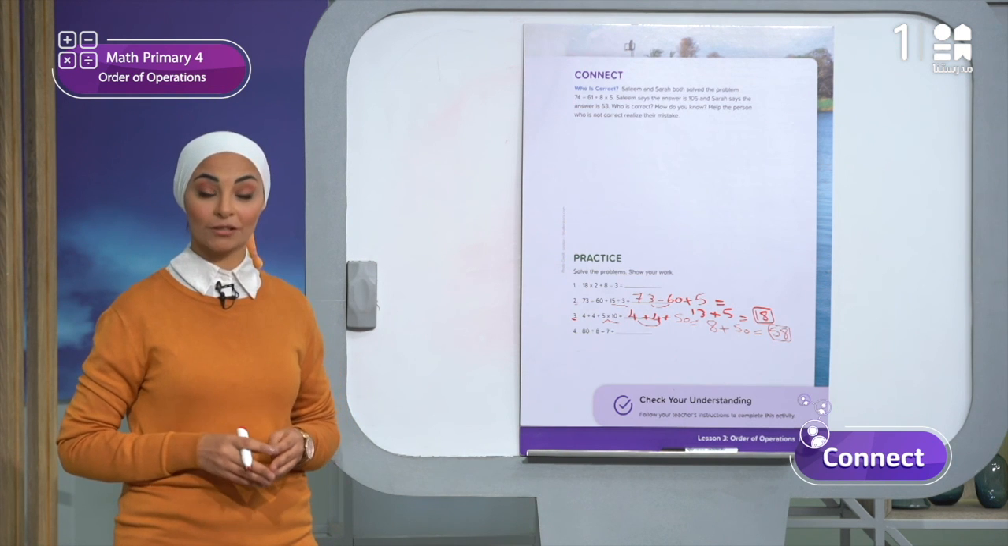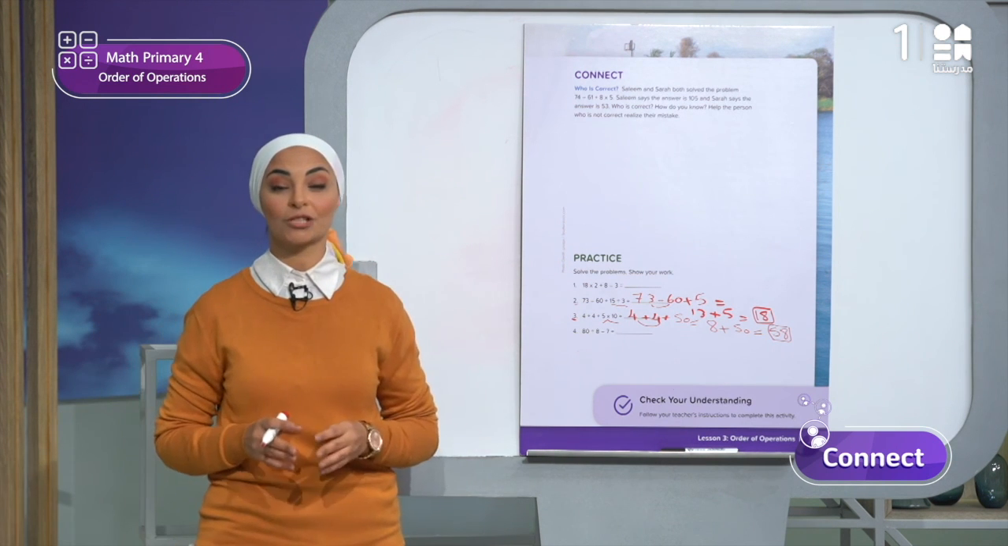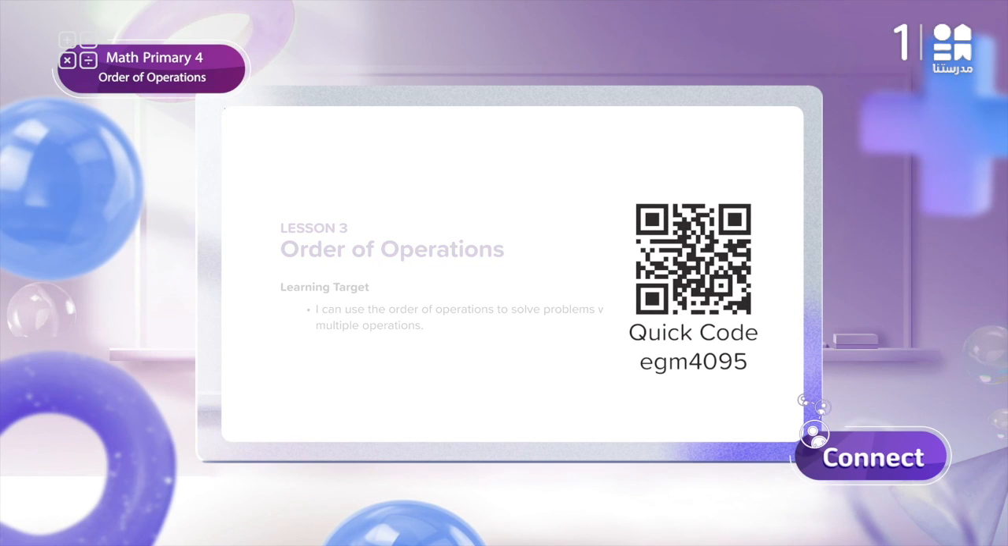Now you can check your understanding of the order of operations by scanning the code on the screen or on page 339 in your school book.